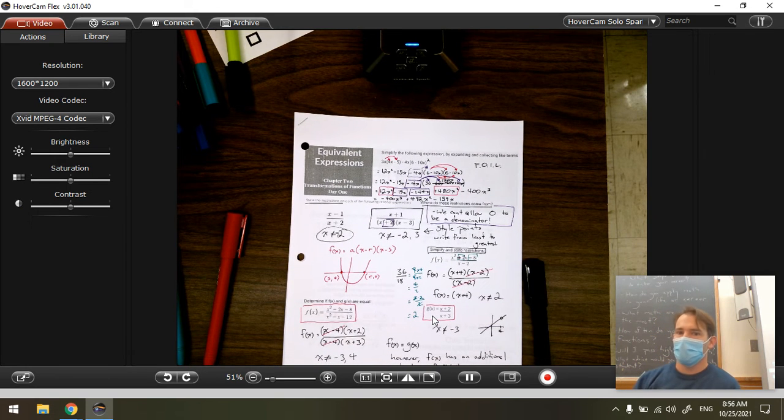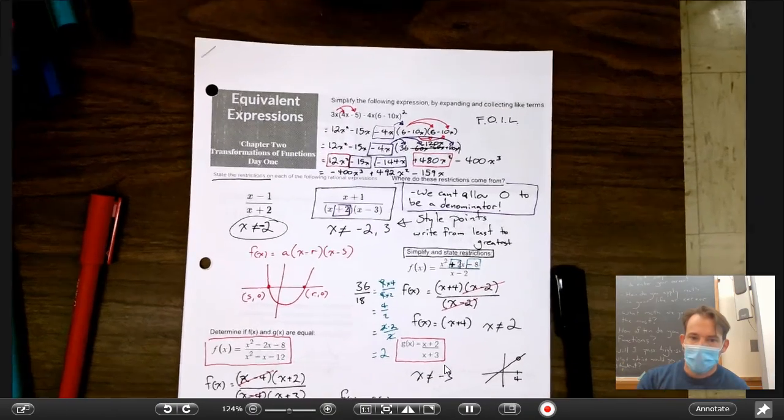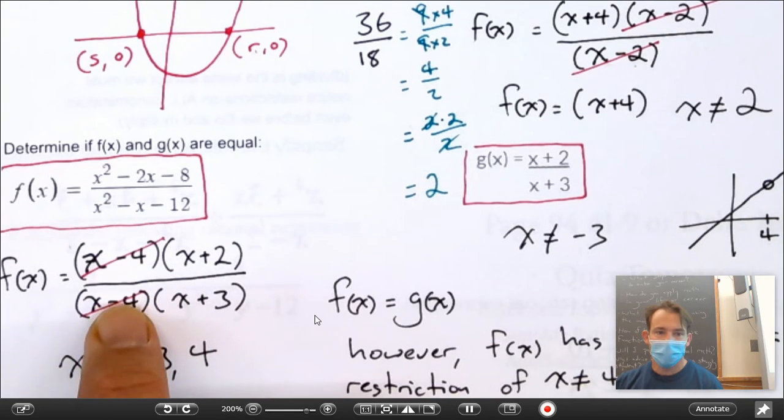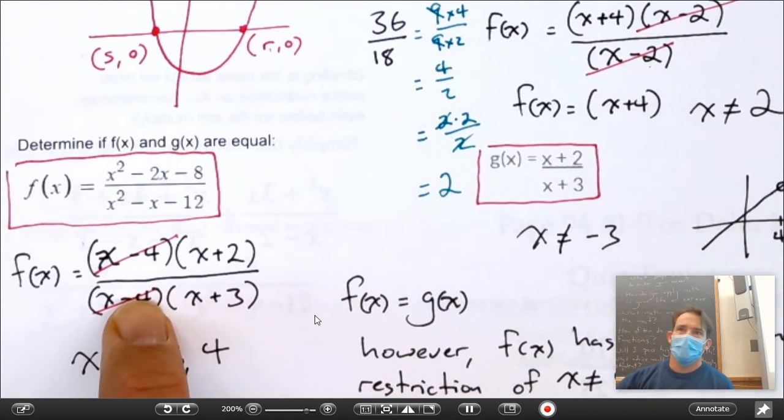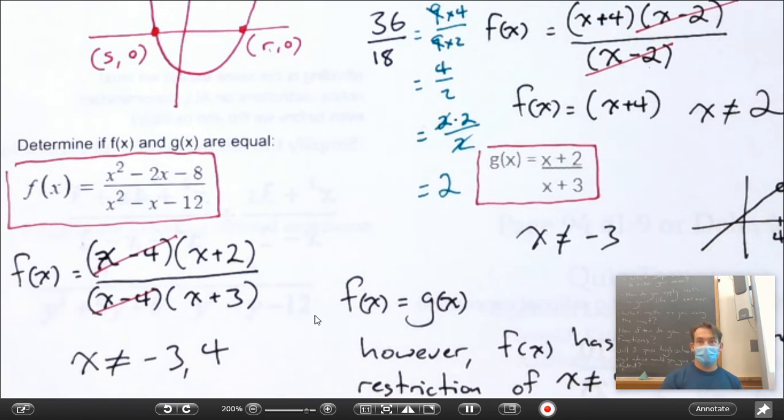Max? Yeah, why could x not equal 4? So x can't be 4 because before we canceled this factor, it was there. The restrictions to the domain still apply, even after the factor has been canceled away. So it's like it leaves an imprint on the function that does change it somewhat.